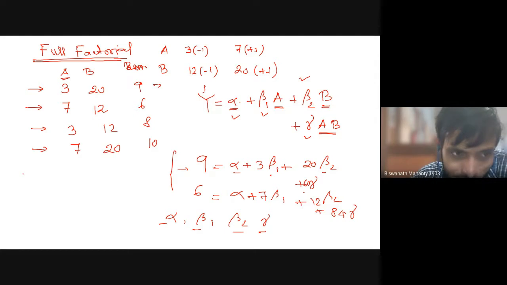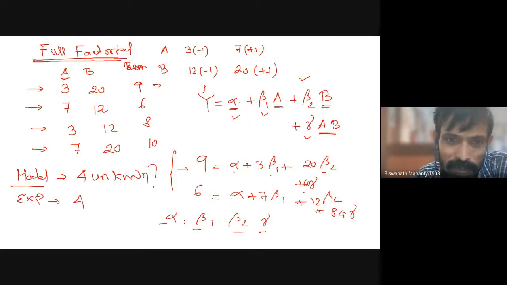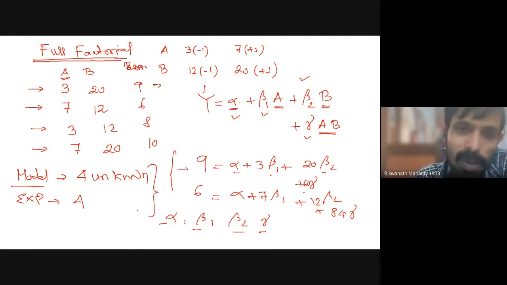If my required number, how many unknowns are in your model? First, think about the model. If my model has 4 unknowns, and my experiment is also exactly 4 runs, then this kind of model has one problem. I cannot find out the error.